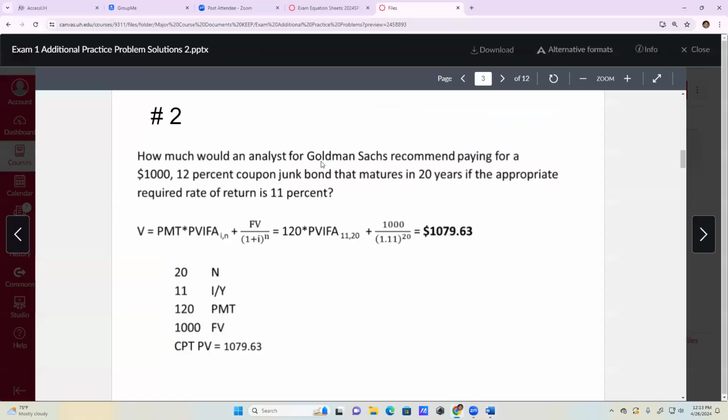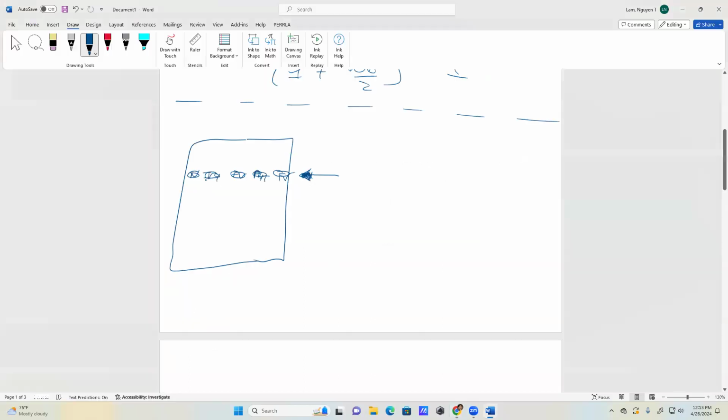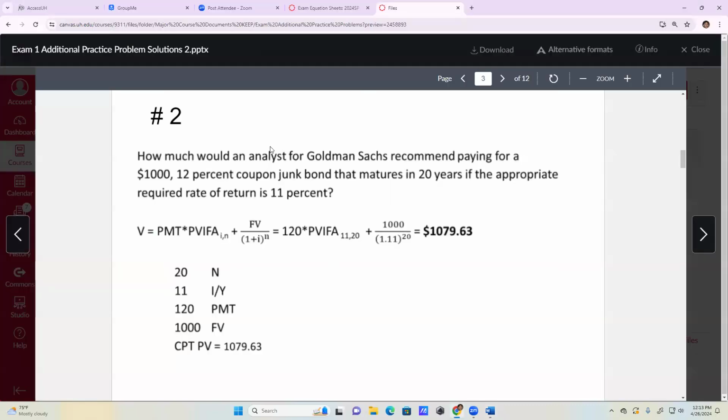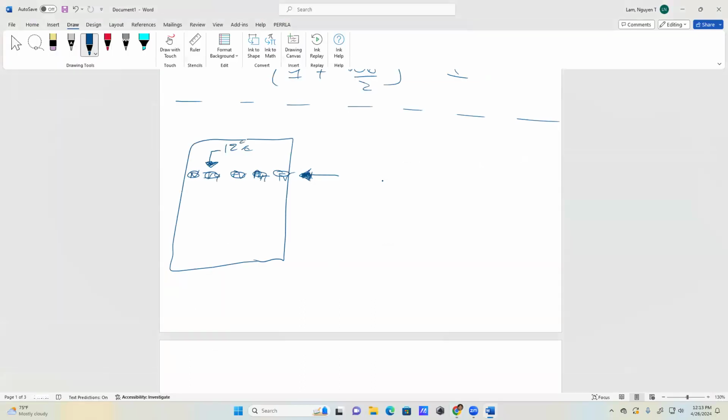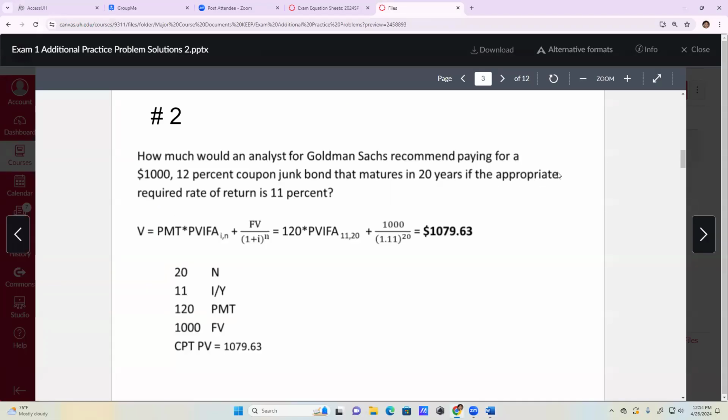All right, I'm going to show you a reminder for folks who are still confused on the first exam. So let's read together. How much is an analyst paying for a 1,000 bond at 12%? You can see that 12%, something about a percentage, will go into the I/Y, so you note that down. Matures in 20 years. 20 years probably will go to the N right here, so 20. If the appropriate required rate of return is 11%.